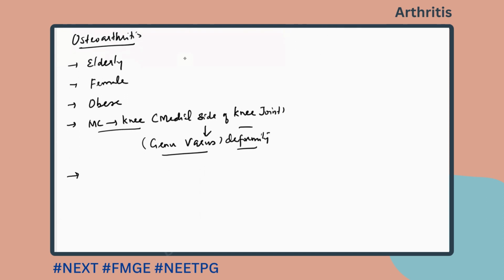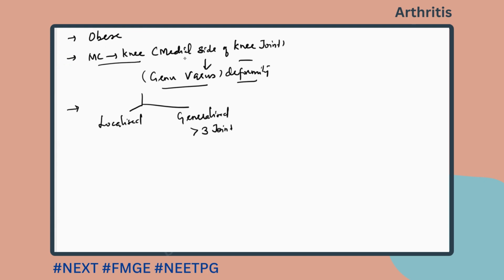Once you diagnose the patient with osteoarthritis, you can classify them under two categories: localized or generalized. If more than 3 joints are involved, then it is called generalized osteoarthritis. If less than 3 joints are involved, we call it localized. If one or 2 joints alone are involved, it is called localized osteoarthritis. If it involves more than 3 joints, it is called generalized osteoarthritis.